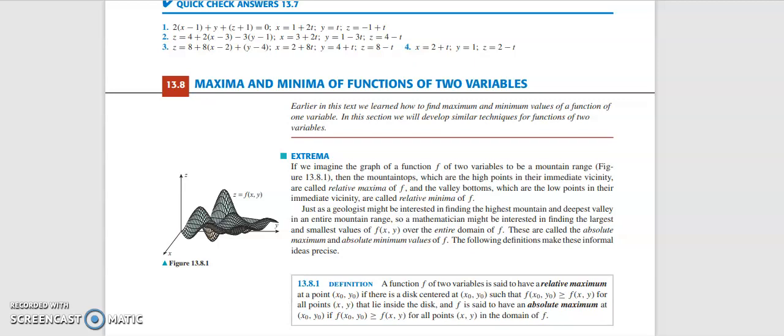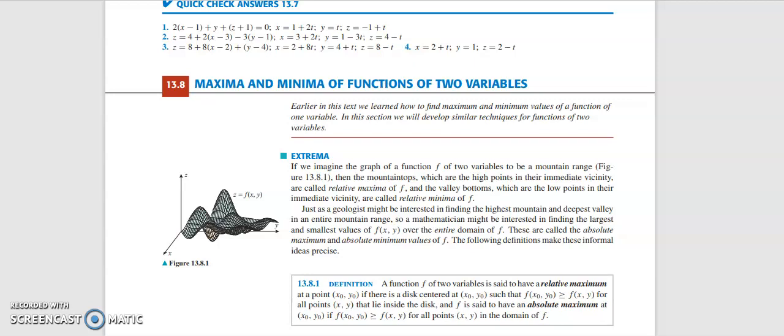Then, using the second derivative test, you can check whether they are maxima or minima. Then we have seen how to find the absolute maximum or absolute minimum in a given interval. So if f is continuous in a closed interval AB, then it will attain an absolute maximum and absolute minimum in that interval. So we have seen how to calculate all those. So all these concepts will extend to functions of two variables.